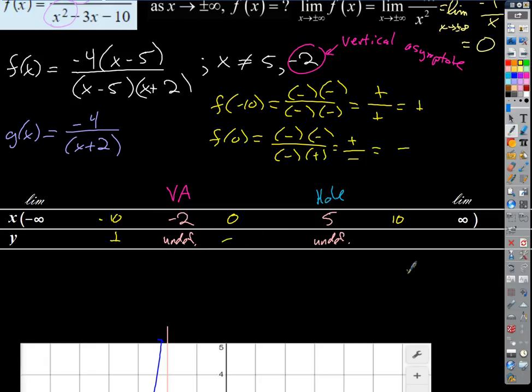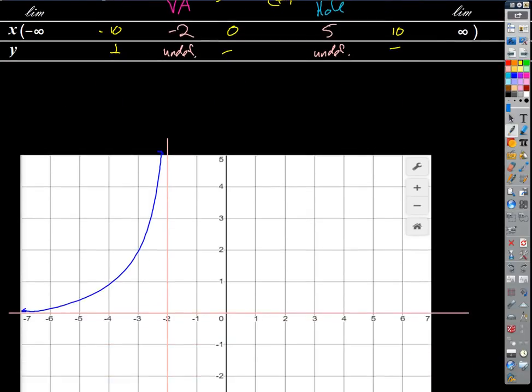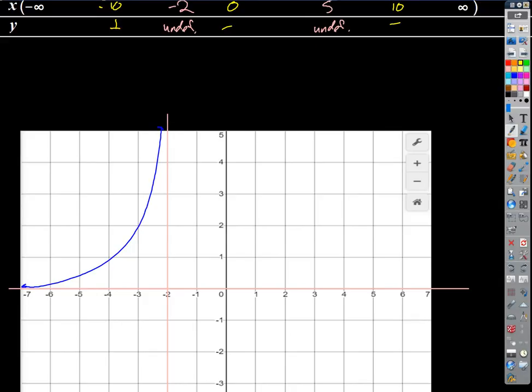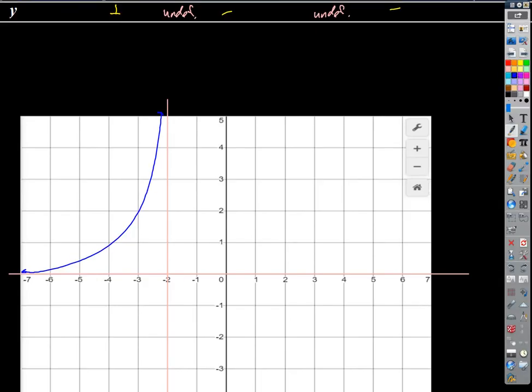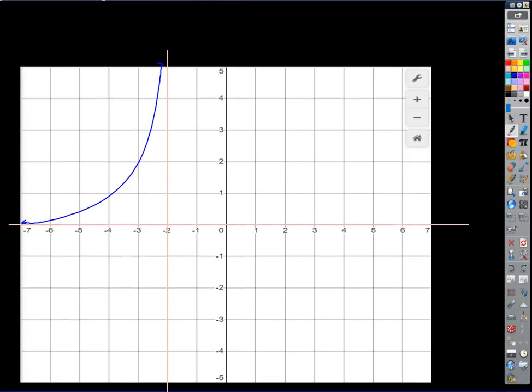Okay, how about at 10? Let's see if we can figure out what the overall sign of the top is going to be at 10. I'm going to get negative times positive, which is negative, divided by positive times positive, so it's negative. Okay, that's everything we need to know, right? We know that the function's going to be below the x-axis over here the whole time.